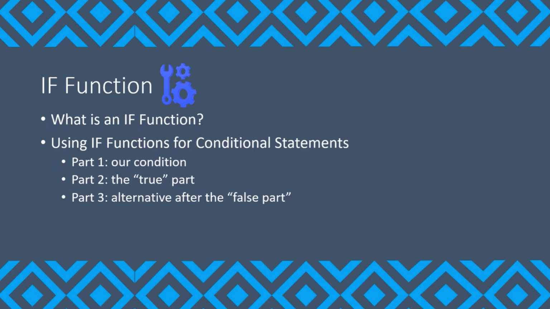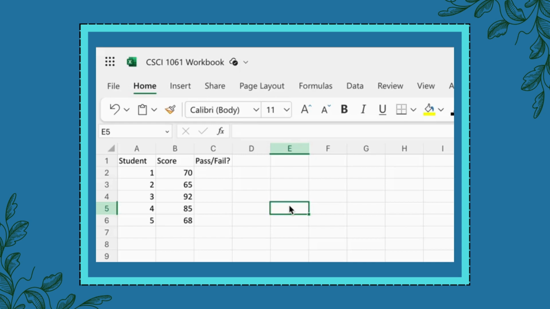This is set up into 3 parts. Part 1, which is the condition. Part 2 is what to do when the condition is true. And Part 3, the alternative outcome, what to do when the condition is false. An example of this 3-part condition.